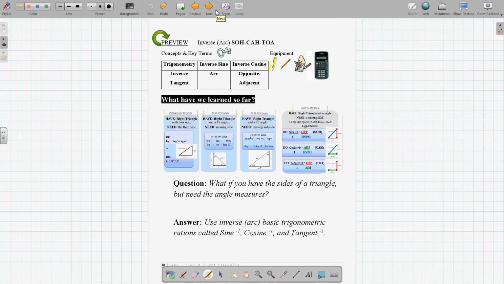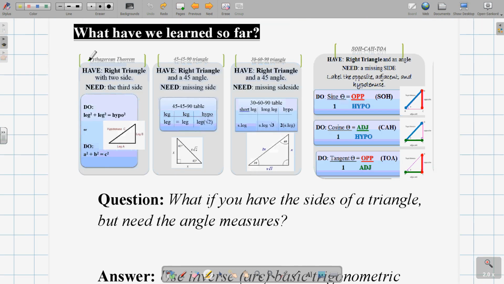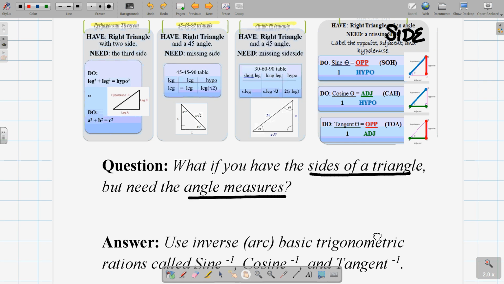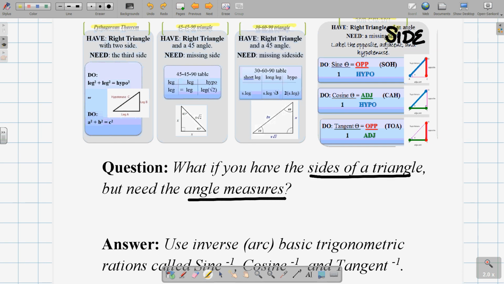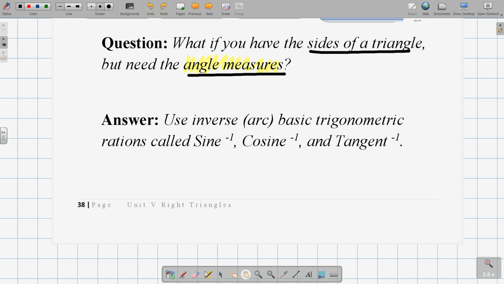So far, we have 4 right triangle tools, 4 of them. Pythagorean theorem, 45, 45, 90, 30, 60, 90, and then SOH CAH TOA we use for finding side lengths. But the question is, what if you have the sides and you want to find angle measures? In other words, instead of finding side lengths, you're trying to find angle measures. And in that case, we're going to use something called inverse SOH CAH TOA.